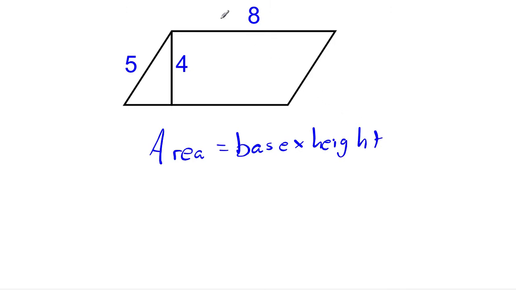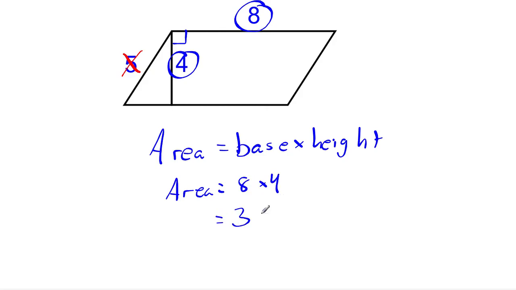But we have to be careful. Here, the base is 8 and the height is 4. This 5 is extra. Sometimes that's there to kind of confuse us. Remember, we measure the height to be perpendicular to the base. Just like if you're being measured for height in the doctor's office, you stand up straight, perpendicular to the floor. So here, the area is equal to 8 times 4. So this gives us 32 units squared. It's important that when you have area, you square the units.